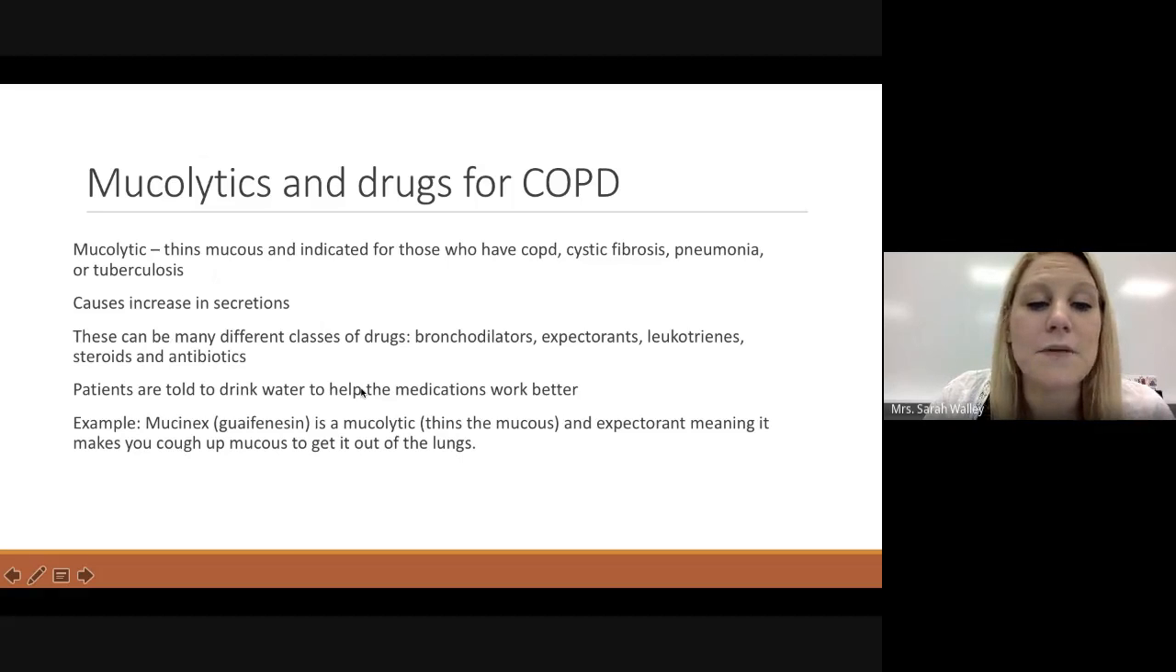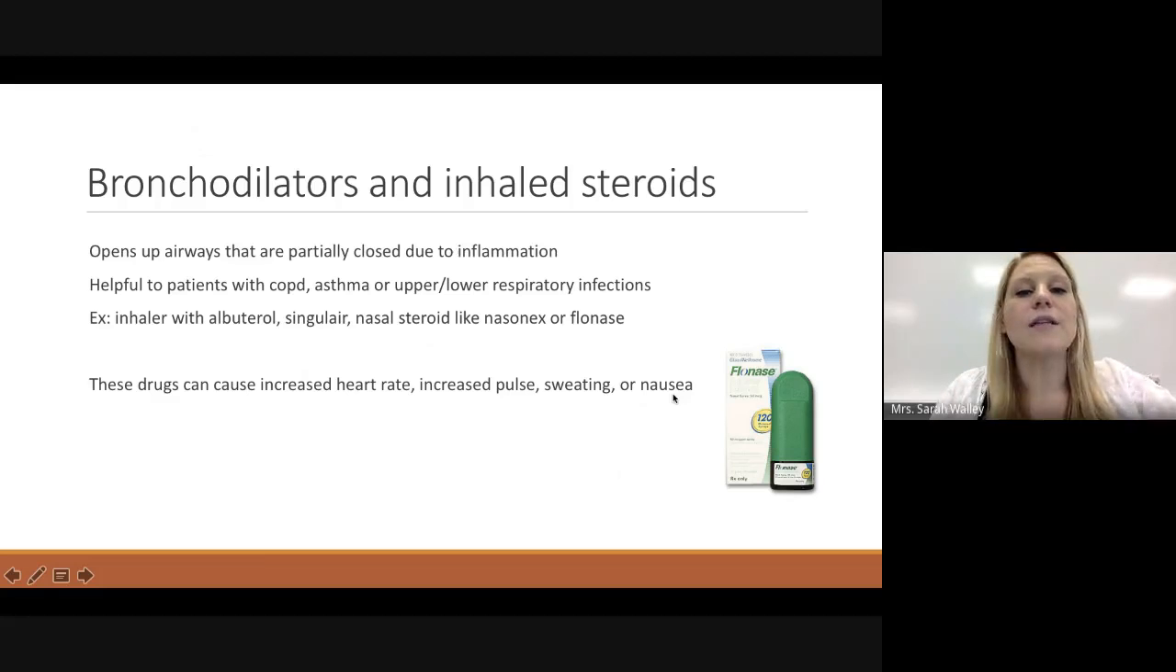This can be in many different types of drug classes, actually. So under mucolytics, you could have bronchodilators, expectorants, leukotrienes, steroids, antibiotics. So there's subclasses of mucolytics. Patients are told to drink water to help the medication work better. And the biggest example of this, or probably the most common, is Mucinex or guaifenesin. It's a mucolytic that thins the mucus, but it's also an expectorant, meaning it makes you cough up that mucus to get it out of your lungs. So not only is it going to thin it out, but it's going to help get it up as well. And this I've taken plenty of times when I've had an upper respiratory infection or something like that, or just like a cold.